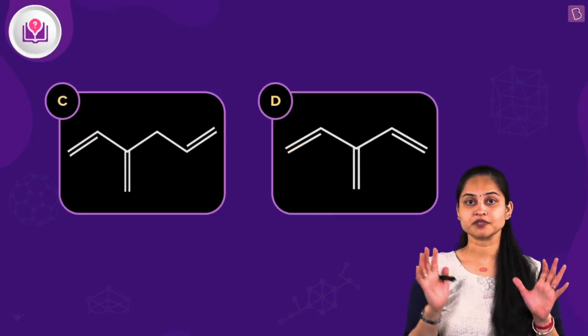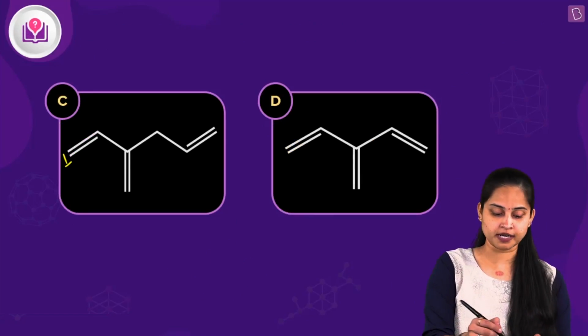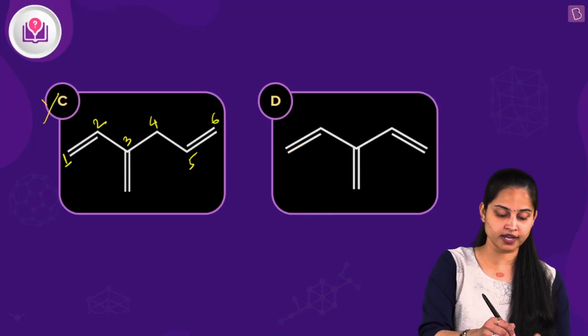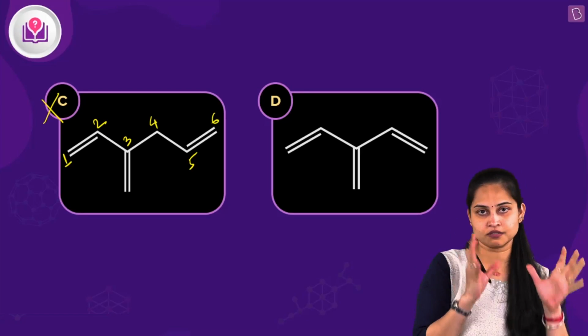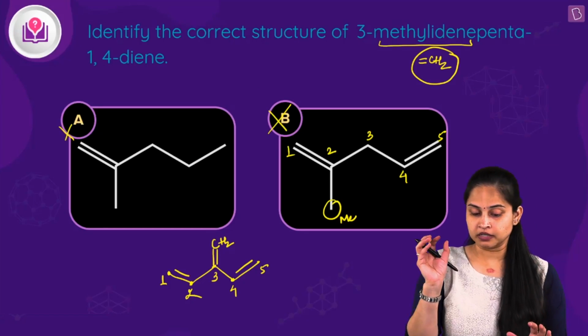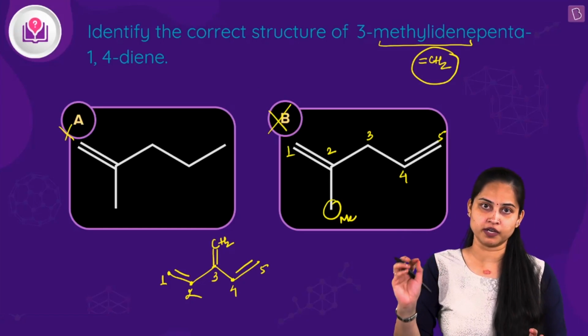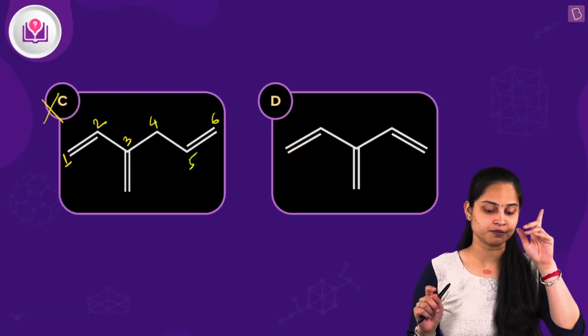Talking about option C, let me count the number of carbon atoms: 1, 2, 3, 4, 5, 6. Out of the race. It does not belong to the structure they are asking for, because the name given is 3-methylidene penta-1,4-diene. The parent carbon chain should consist of 5 carbon atoms, not 6.